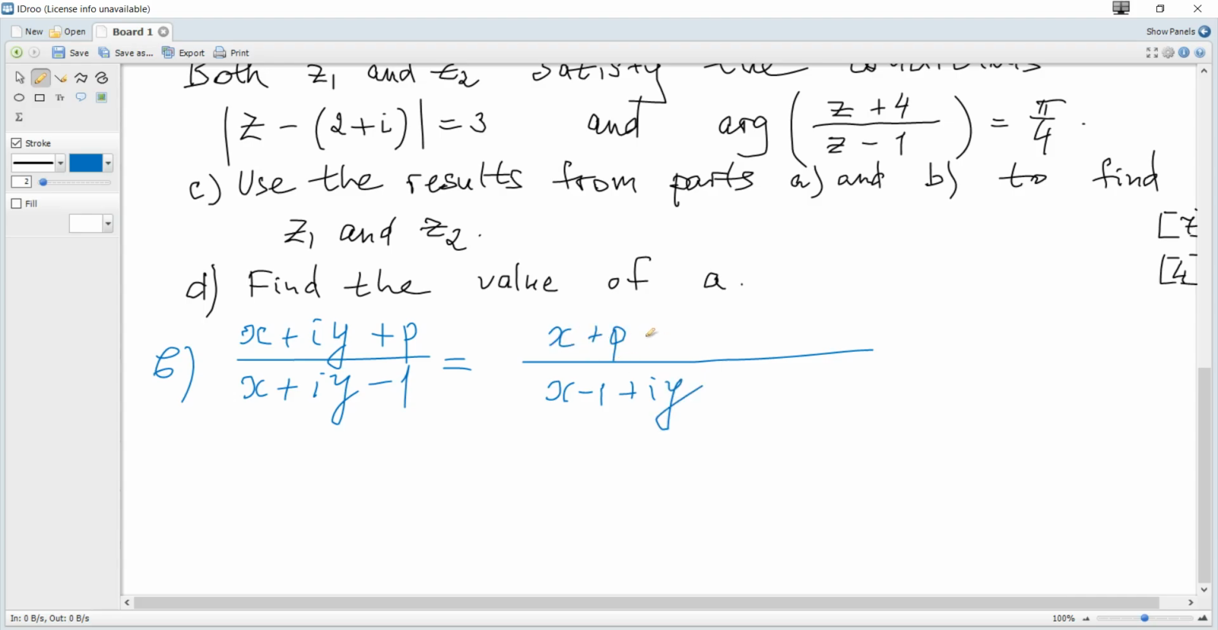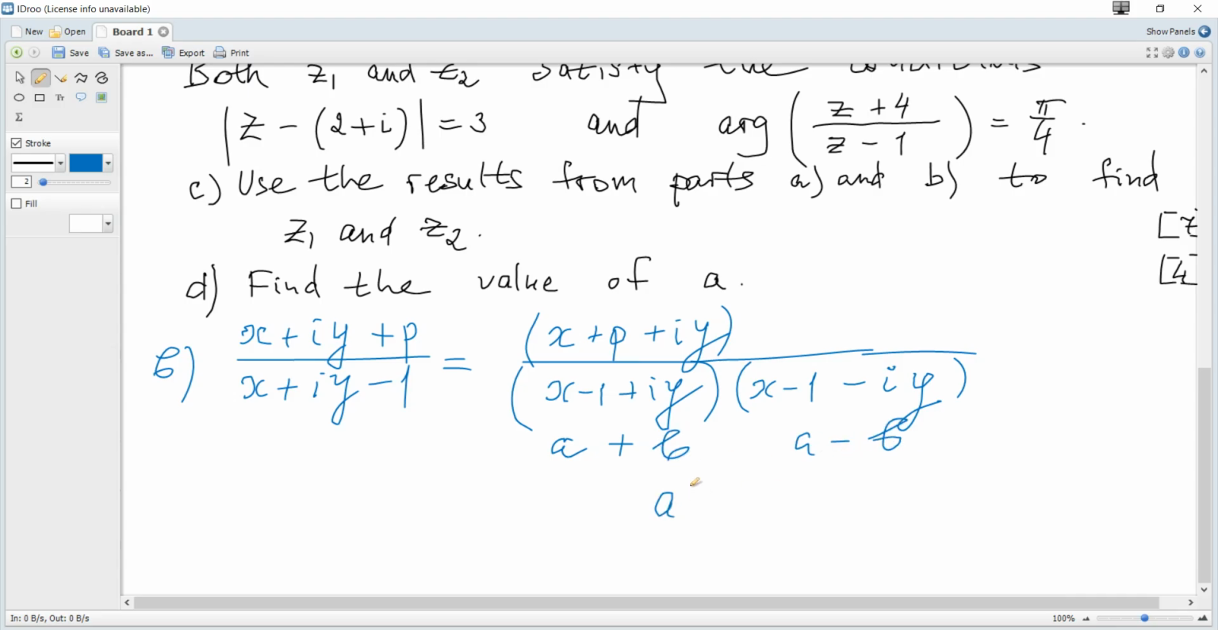I just rewrite it like this, and we just multiply the numerator and the denominator by x minus 1 minus iy to get the formula (a plus b) multiplied by (a minus b) in the denominator, which is a squared minus b squared, and it becomes (x minus 1) squared minus (iy) squared, and i squared is negative 1, and hence i disappears in the denominator.